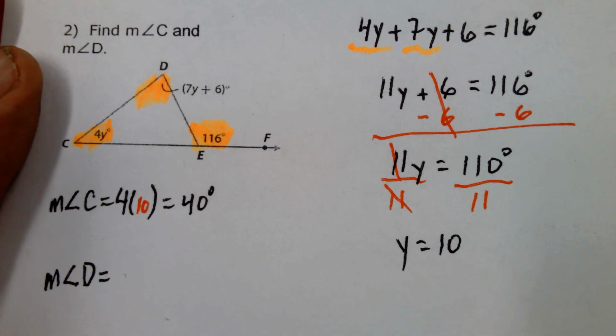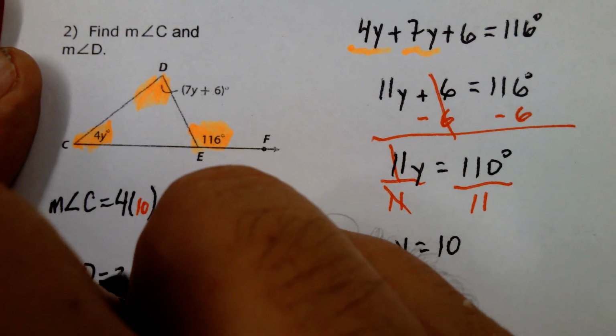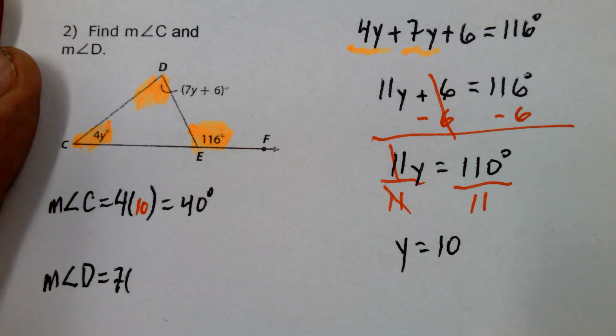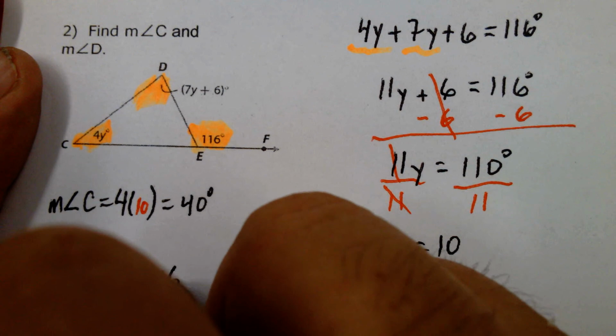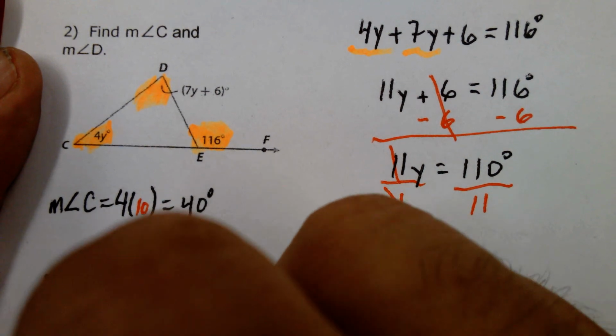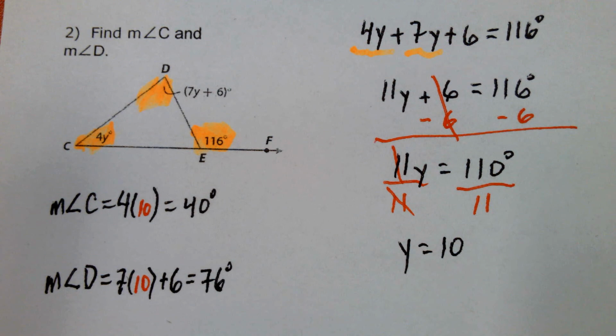And then we could do the same thing for the measurement of angle D. It's 7y plus 6, so this is going to be 7 times 10 plus 6, 76. So there they are, 40 and 76 degrees. All right. Any questions? Yes.